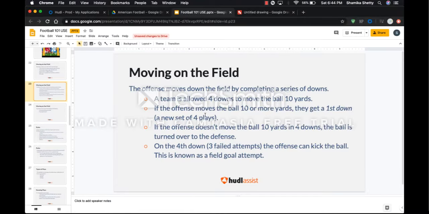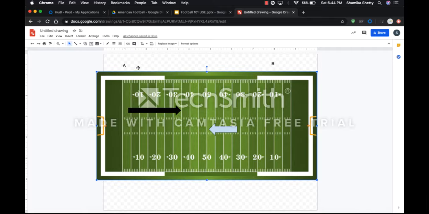If the offensive team moves the ball 10 or more yards, they get a first down. That is, they get a new set of 4 downs. Let's come back to the image.